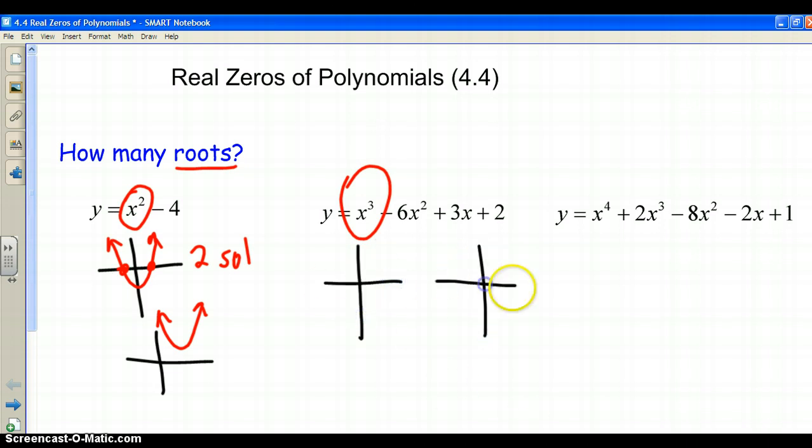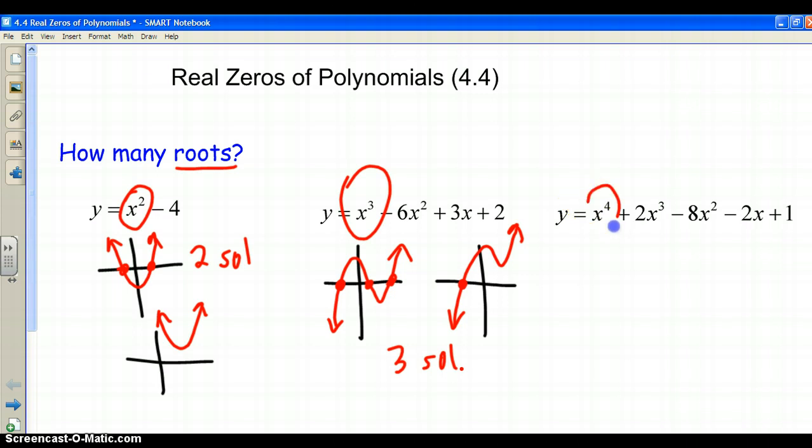This could look a couple different ways. It might look something like this, where it crosses in three locations and kind of does a John Travolta at the ends. The other way it might look is something like this, where maybe it only crosses once. But even in this case, there's going to be three solutions for this graph. Two of them would be imaginary in this case, and only one would be real.